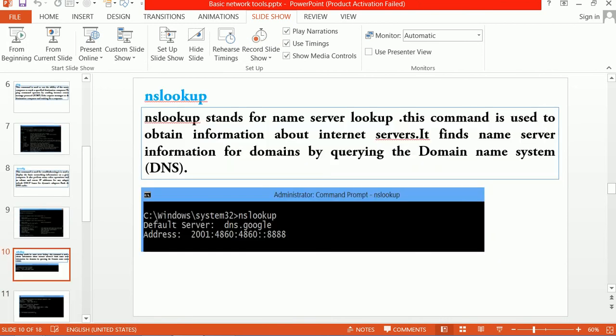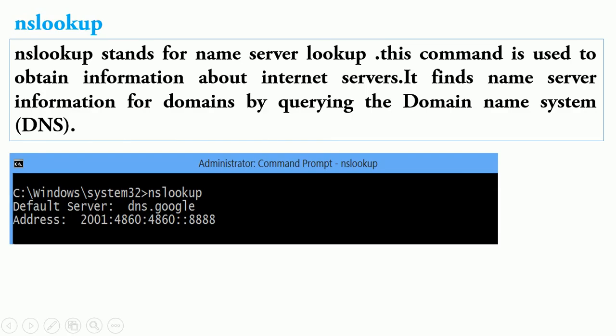Now get back to the fourth command, that is nslookup. By name, N stands for name, S stands for server, and lookup. So the full form is name server lookup. As the name suggests, it will show you the information about the server. About any internet server, you can get the information by querying the domains. In the Domain Name System, we have different domains, .com, .edu, .gov. So we can get the server information by using nslookup.